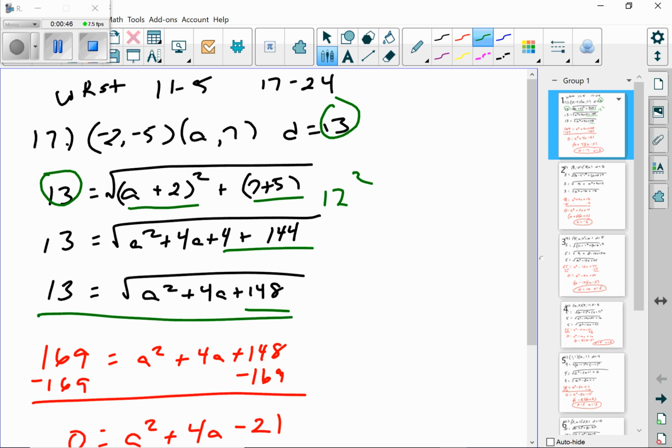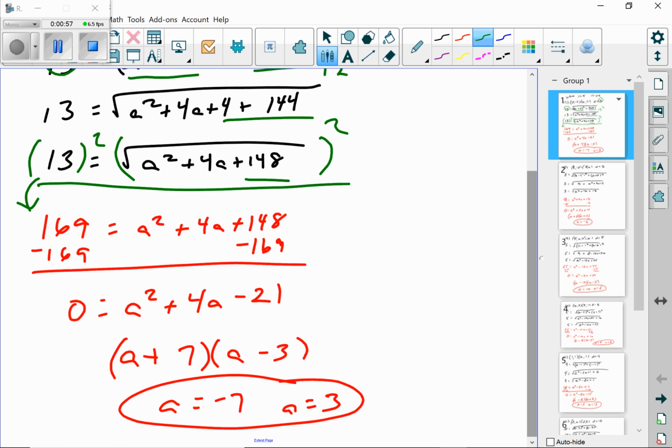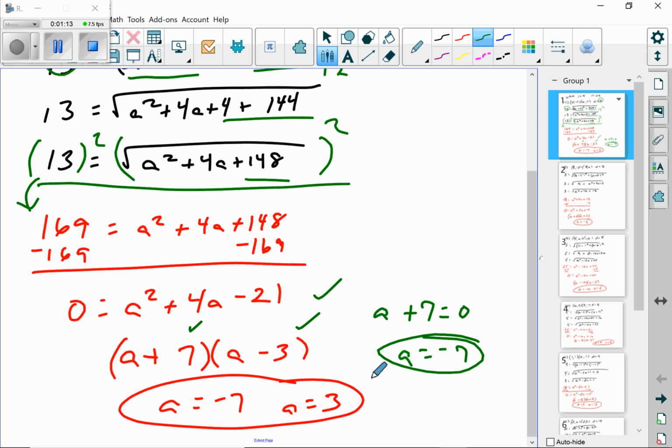Okay, so here's the part where I square both sides, and I got 169 on the left, and then a squared plus 4a plus 148 just stays the same on the right. Subtract 169, you get negative 21, and that factors into positive 7 and negative 3. So the answers are, remember I'm setting this equal to 0, a plus 7 equals 0. That's why a equals negative 7 instead of positive 7, and a minus 3 equals 0. So a equals positive 3. Remember how to solve the quadratic by factoring, right? Set each factor equal to 0. Okay, that's the first one.